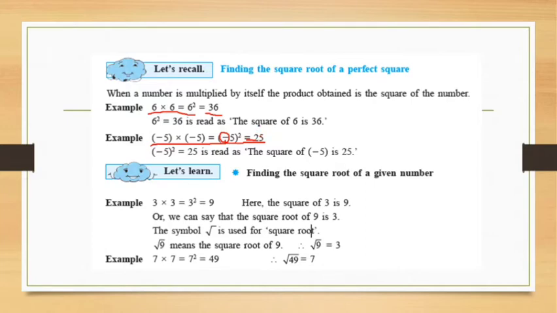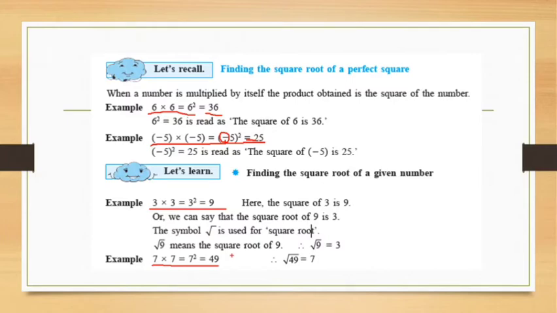Let's see about 3. 3 into 3 gives you 9. So the square of 3 is 9. What about 7? 7 into 7 will give you 49. So the square of 7 is 49. This is all about square.